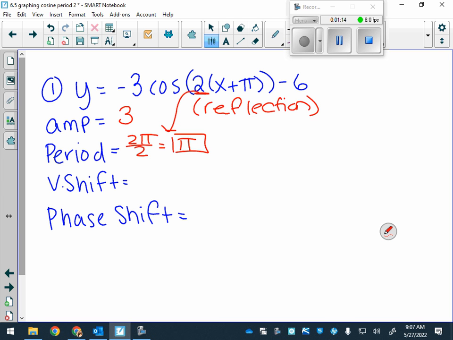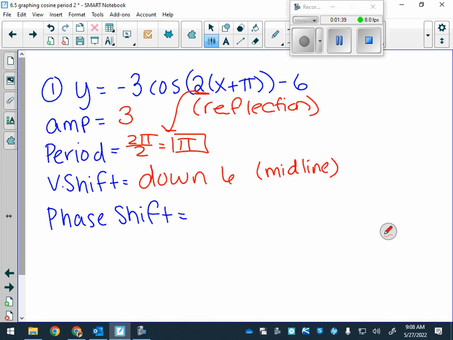What is our vertical shift? Got it, great. Thank you. What is our vertical shift? Yeah. Down 6, okay? That is also our what? That is our midline. So, down 6, and that is our midline.